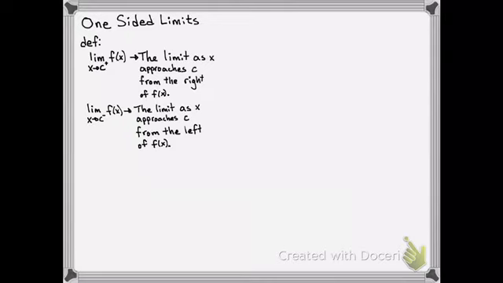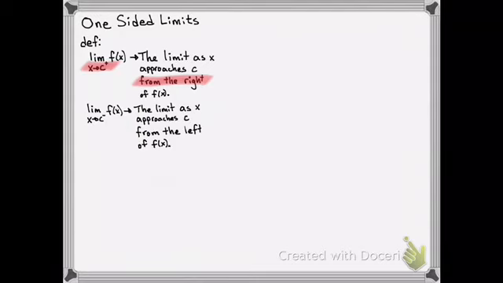Things I want to point out: notice right here we have x approaching c with a little plus sign above the c, kind of like an exponent. It is not an exponent. It is the way we designate the fact that the limit is only going to happen from the right, which means when we're doing a pattern, we only care about the right side of that number.